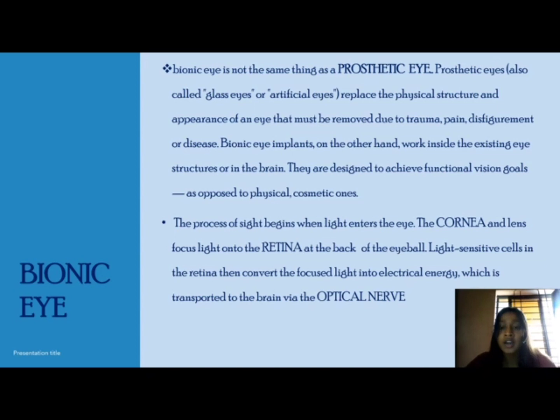The process of sight begins when light enters the eye. The cornea and the lens focus the light onto the retina at the back of the eye. The light-sensitive cells in the retina then convert the focused light into electrical energy, which is transported to the brain via the optic nerve.